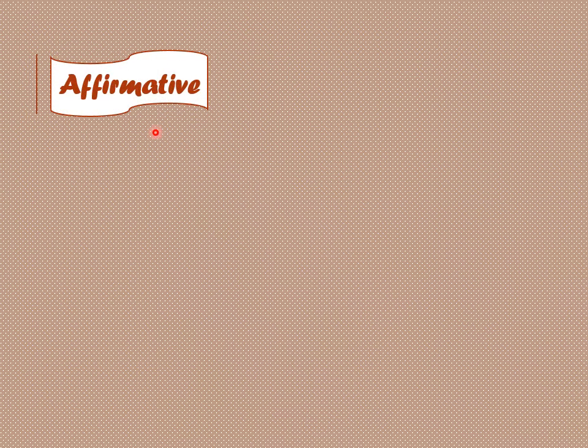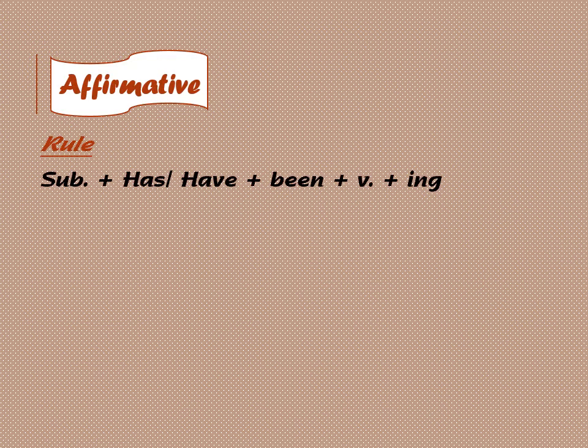As you all know, there are three types of sentences. The first one is the affirmative sentences. الجمل المثبتة. The rule: our affirmative sentences should begin by putting the subject, then followed by one of the auxiliaries has or have, been, the verb, and the ing.